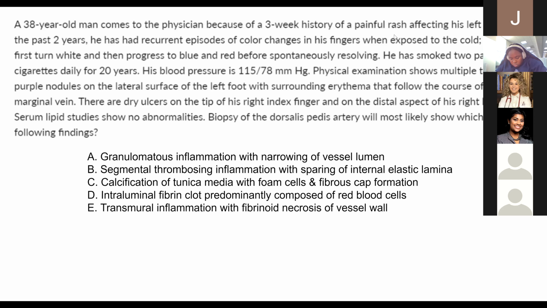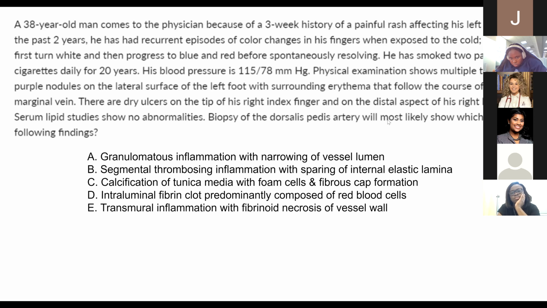Obviously, Raynaud's phenomenon is easier to look at though. Dry ulcers in the tip of his right index finger and the distal aspect of his right fifth toe. Basically a biopsy of the dorsalis pedis artery, right? So we already figured it's for Buerger's. We know it's mainly going to be your lower extremities, your upper extremities, arteries, sorry, ulnar and radial, I believe, but this one's dorsalis pedis.